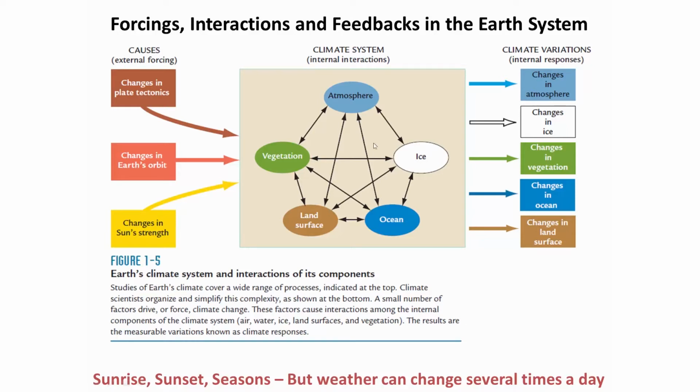These arrows that are shown here are basically the feedbacks. Ocean and atmosphere are always communicating with each other. There is a strong feedback between them, as we will see, and similarly between land, atmosphere, vegetation, land and so on. So you can see that the system is fairly complicated with feedbacks between all of them. This is why, even though solar forcing is changing on a daily time scale and a seasonal time scale, within a single day you can have many changes in the weather. Within a season you can have a drought, a flood and so on and so forth. Okay? So the climate variations then are seen as changes in atmosphere, changes in ice, vegetation, ocean and land surface.